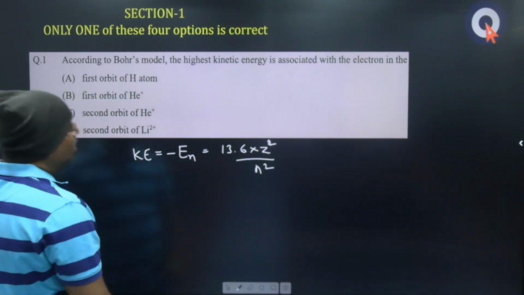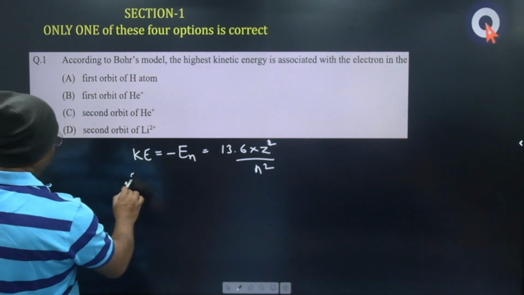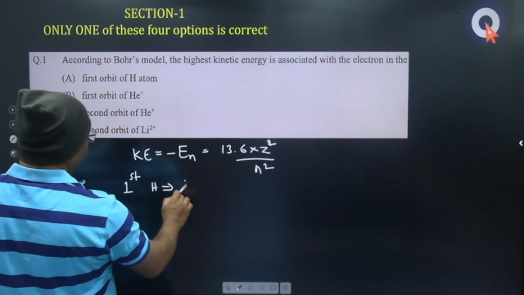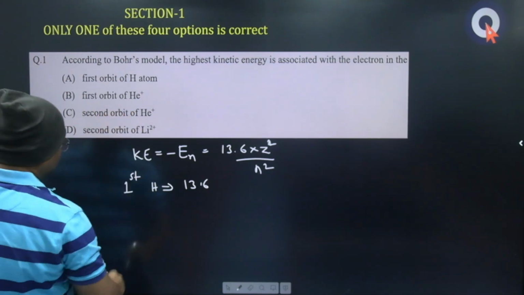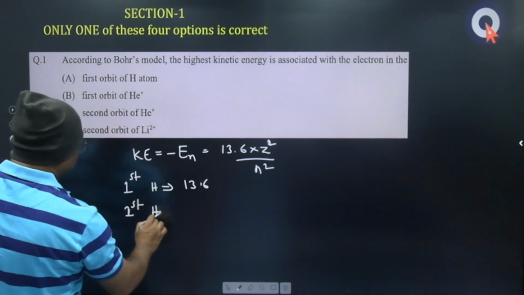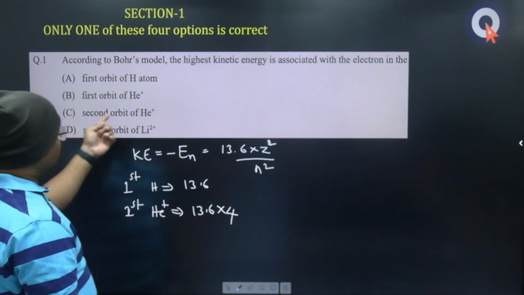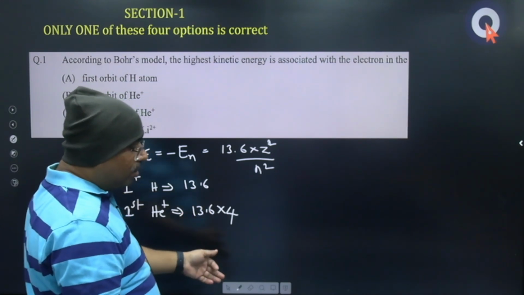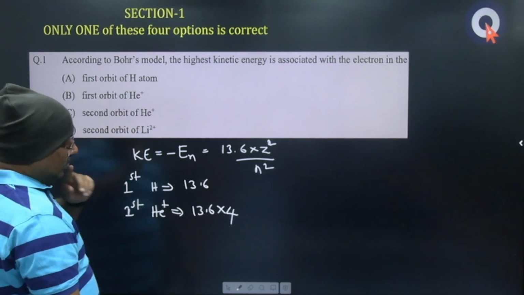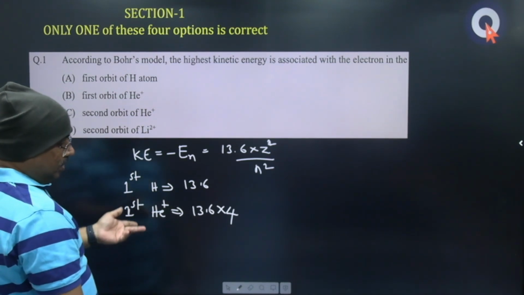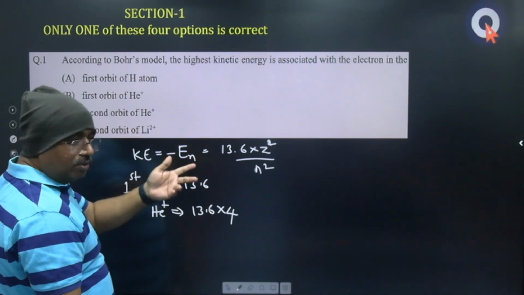So for the Bohr first orbit of hydrogen, it will be 13.6 only, electron volts. Next, first orbit of helium plus will be 13.6 into 4. Next, second orbit of helium plus, n square will be 4, so it will become less. Z square will remain the same.